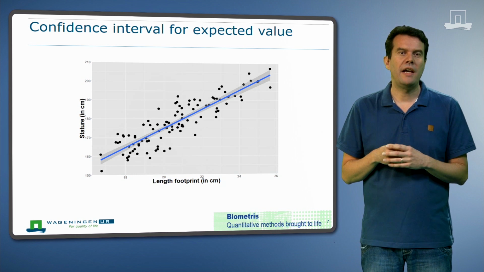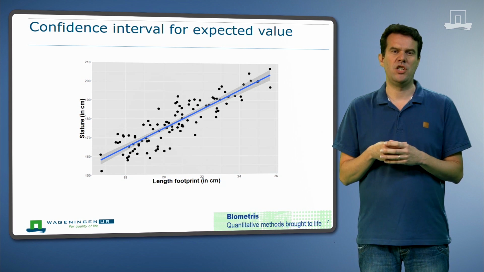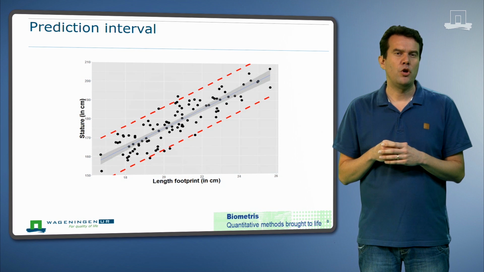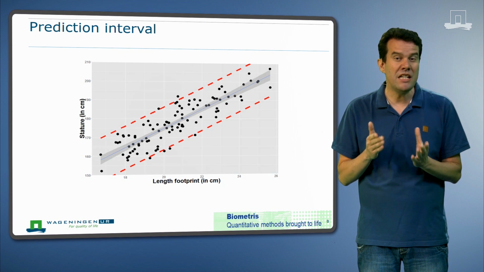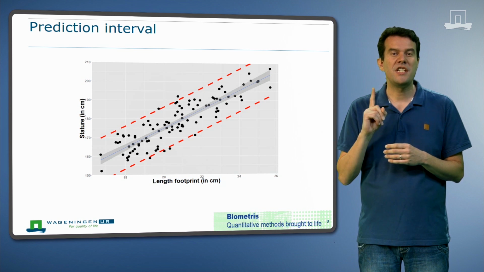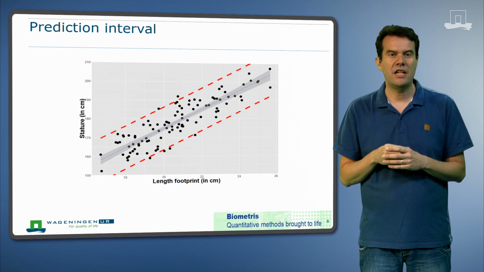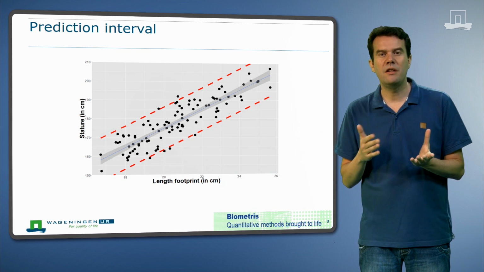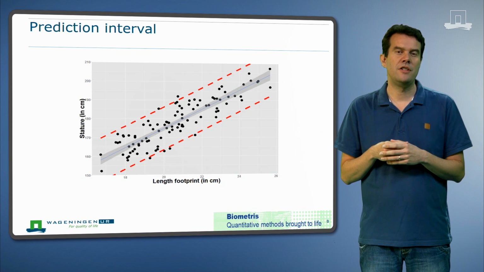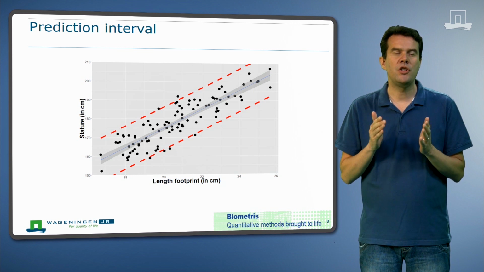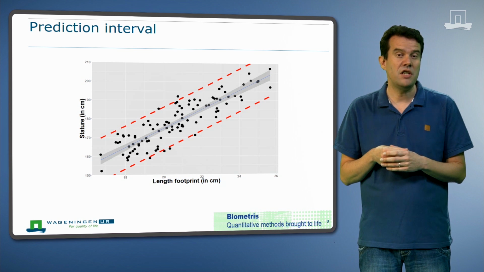We can also calculate a so-called prediction interval for just an individual observation. However, the uncertainty is now much larger, since this is not about mean stature, but about stature for a single person. We have to account for the variation in stature around the mean between individuals with the same footprint length. This greater uncertainty is reflected by the much greater width of the prediction interval, as shown in red in this figure.